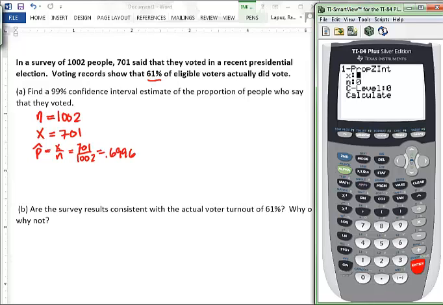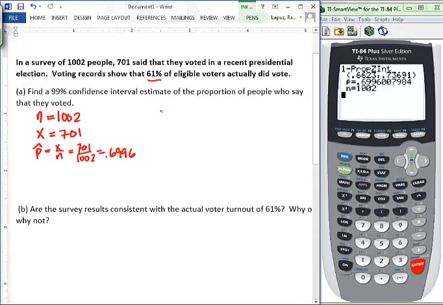Now the x value is the x value that we have that's given, that's 701, and we need an n value. I press enter and our n value is 1002. Our confidence level is at 99% confidence, and then just arrow down and hit calculate. So for the sake of keeping a good record here, we want to write down the calculator command that we used.